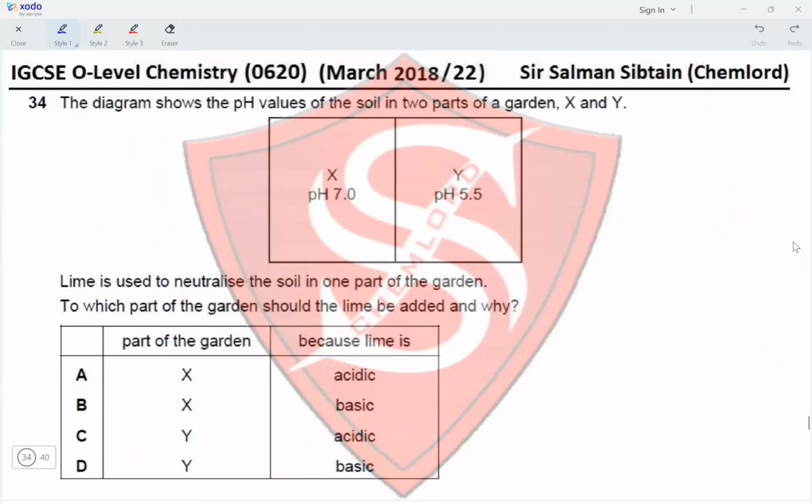Question 34. The diagram shows the pH values of the soil in two parts of a garden, X and Y. X is neutral and Y is acidic. Lime is used to neutralize the soil in one part of the garden. That would be Y. To which part of the garden should the lime be added and why? Lime should be added to Y because it is basic in nature and it would counteract the acidity of the soil. So Y is the correct part of the soil, eliminating options A and B, and lime is basic, eliminating option C, making option D the correct option for this question.